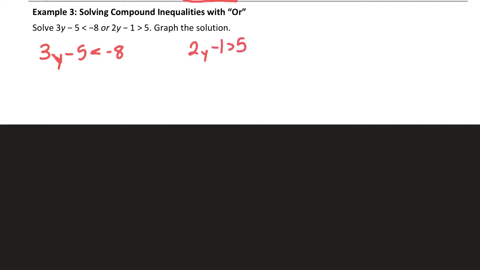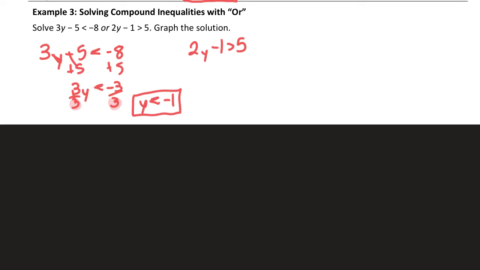So in this example, I'm solving this or inequality and graphing the solution. To solve this, I would add 5 to both sides. 3y is less than negative 3. If I divide both sides by 3, y is less than negative 1. And the reason I didn't flip the sign there is because I didn't divide by a negative value. I divided by a positive value.